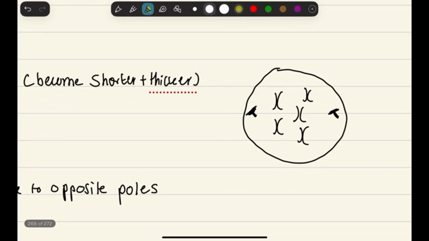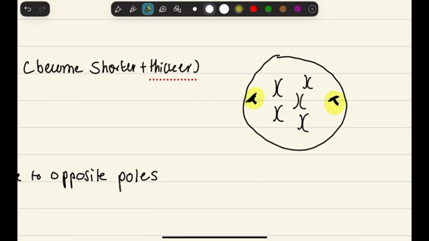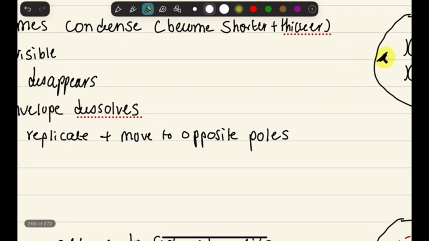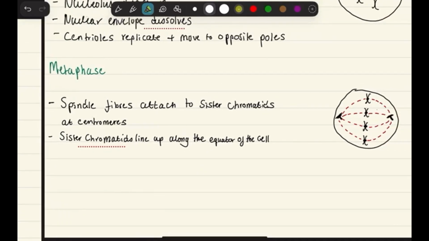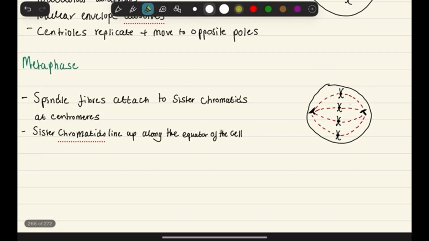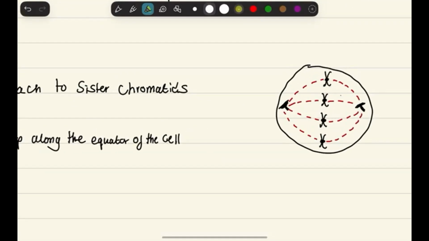So I'm just going to quickly highlight some stuff. These are your centrioles. And then those are your chromosomes, or we'll call them sister chromatids at this point. So you can see them in that cell. After prophase, we're going to move on to metaphase. So, metaphase, what's happening is your centrioles release these spindle fibres, and they're going to attach at the centromere.